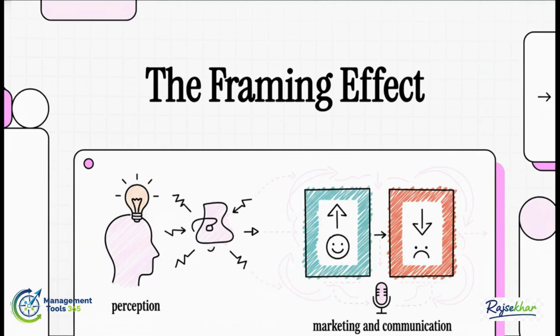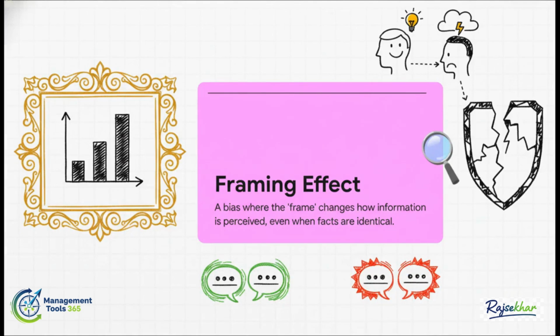All right, today we're diving into one of the most powerful tools in all of marketing and communication, the framing effect. This is basically a masterclass in how perception literally shapes reality. So, what is the framing effect? Well, it's a cognitive bias first pinned down by the brilliant minds of Daniel Kahneman and Amos Tversky.